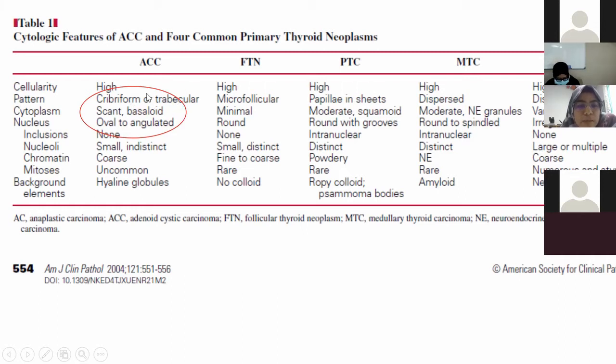Apart from that, they also differentiate that the nucleus of adenoid cystic carcinoma is oval to elongated, as compared to the other common primary thyroid neoplasms, where they are more round to spindle, and very irregular in anaplastic. So in our case, it is oval to elongated, but without any nuclear features of PTC. But because of the rarity of the entity, we might not think of it at the initial stage.